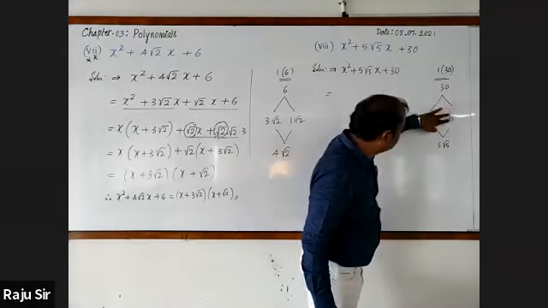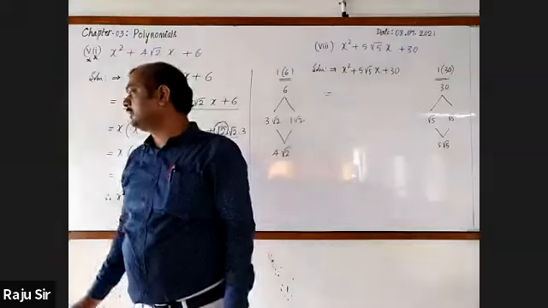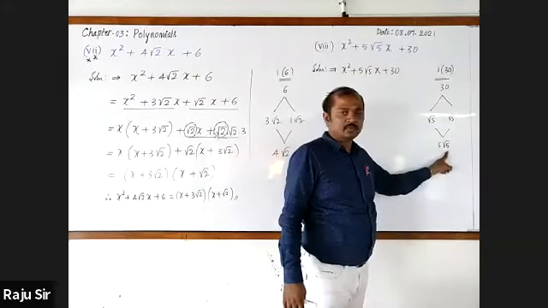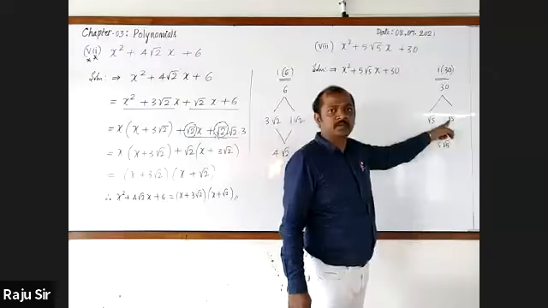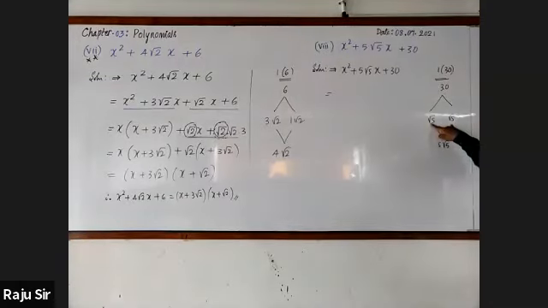Once again, observe. In the middle term, we have root 5, so that root 5 is written. They are to be taken as factors. But when you multiply them, you will get 5 only. We want 30. So root 5 into root 5 is 5, and 5 into 6 is 30.